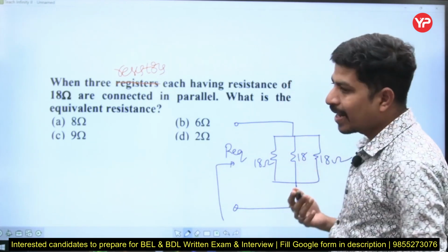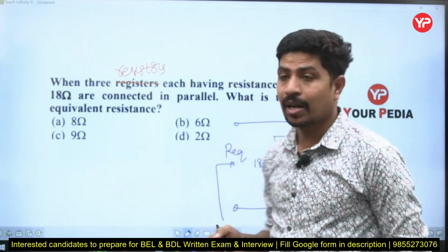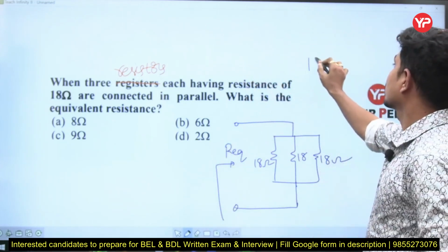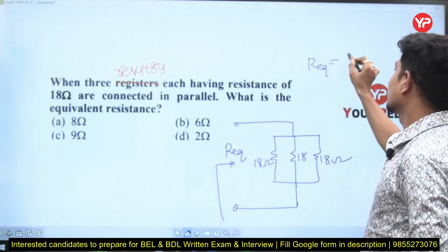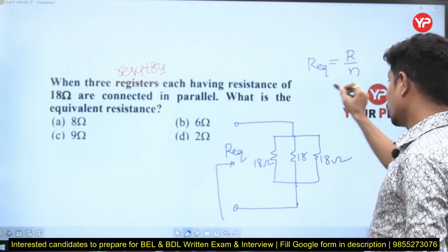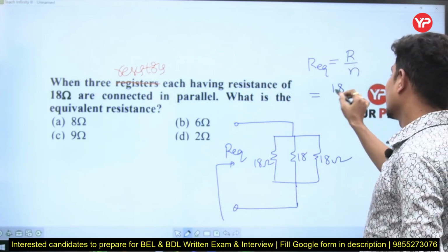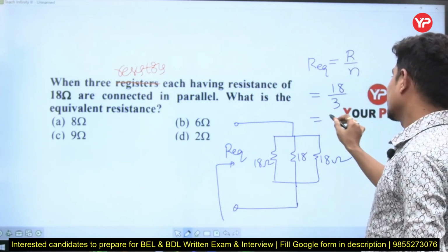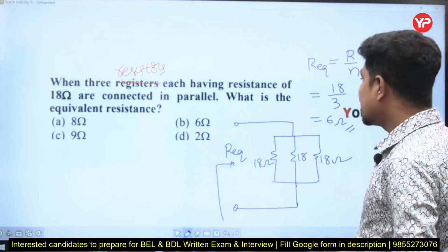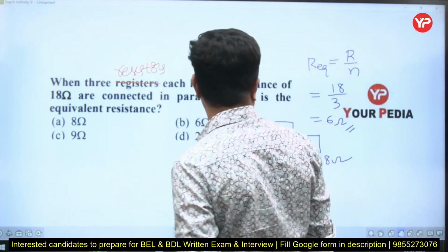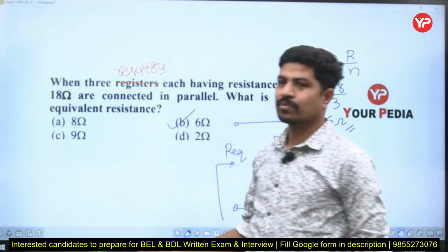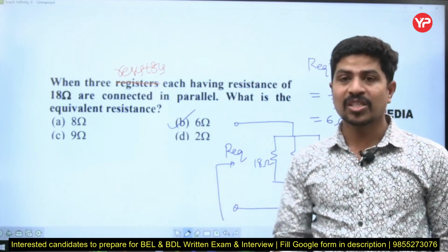Now when n resistances are connected in parallel, then the equivalent resistance R equivalent is R by N. I already gave you the shortcut in our classes, that is 18 by 3. How much is it? 6 ohms. So your BEL questions level will be this level only. Okay, they won't ask much depth.